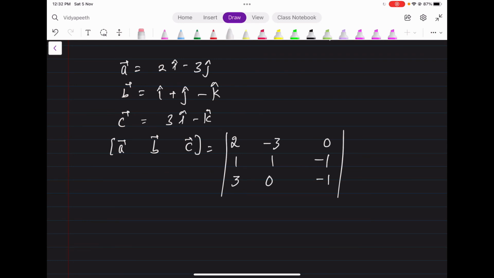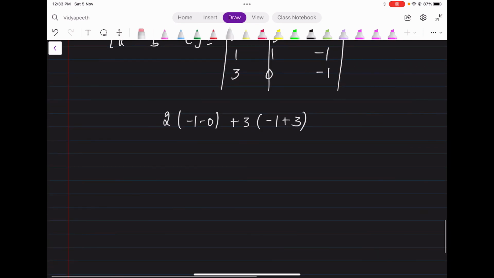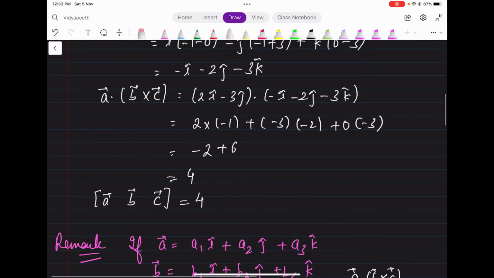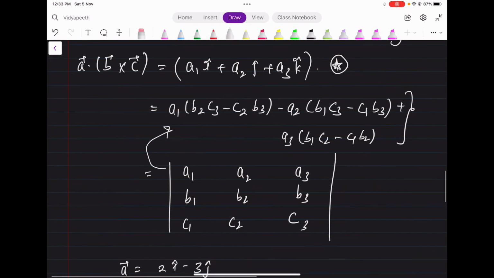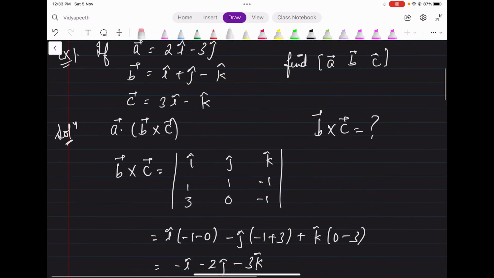And now just expand it, expand along row 1. So this is 2 times minus 1 minus 0, right, plus 3 times, corresponding to 3, just hide these rows, minus 1 plus 3. So this is nothing but minus 2 plus 3 into 2, that is 6, minus 2, which is equal to 4. And just observe, go back and check it out, this was also 4. So that is the short way to calculate the scalar triple product, that is using the concept of determinant.